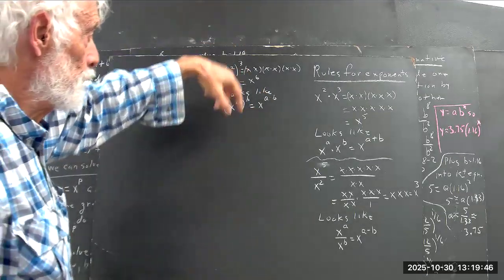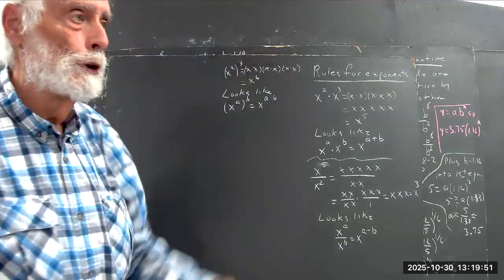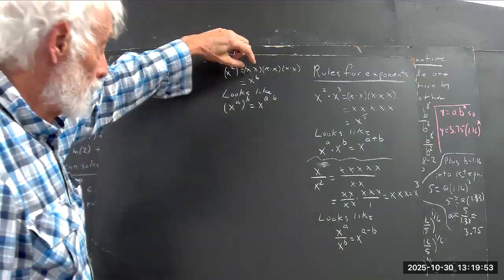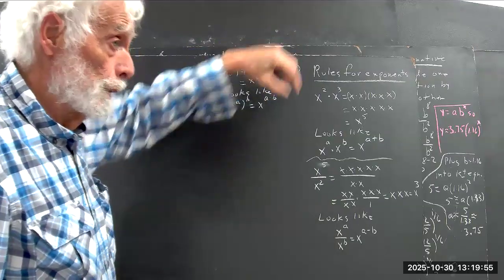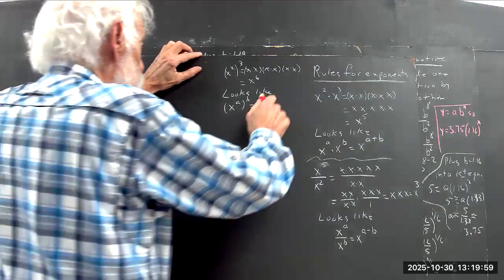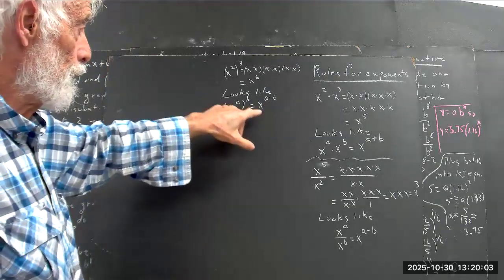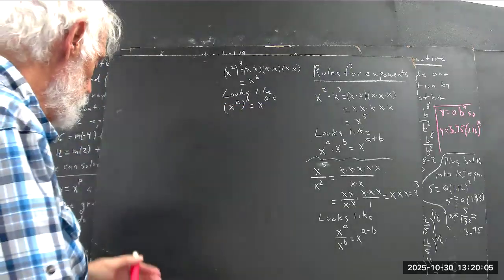We do x squared cubed. That means 3 groups of 2 x's. An x squared here, an x squared here, and x squared here. That's x to the 6th. And if you think about it, we can generalize that. Say that x to the a to the b equals x to the a times b.